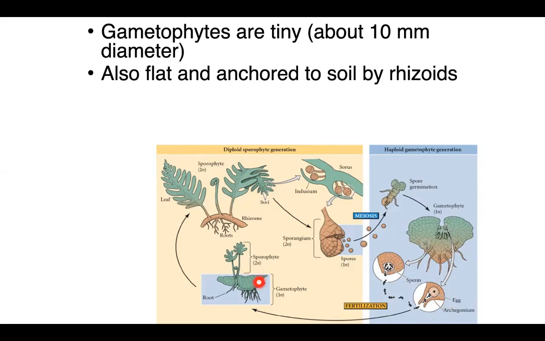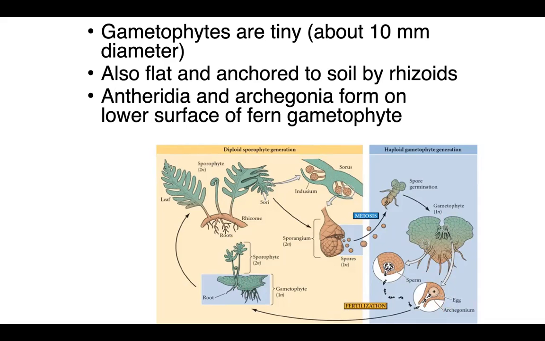And here is the gametophyte. And you see the sporophyte starting to grow out of the gametophyte. So those are the rhizoids, and that's the flat part of the gametophyte. The antheridium and the archegonium are on the lower surface, so they're basically underneath there.